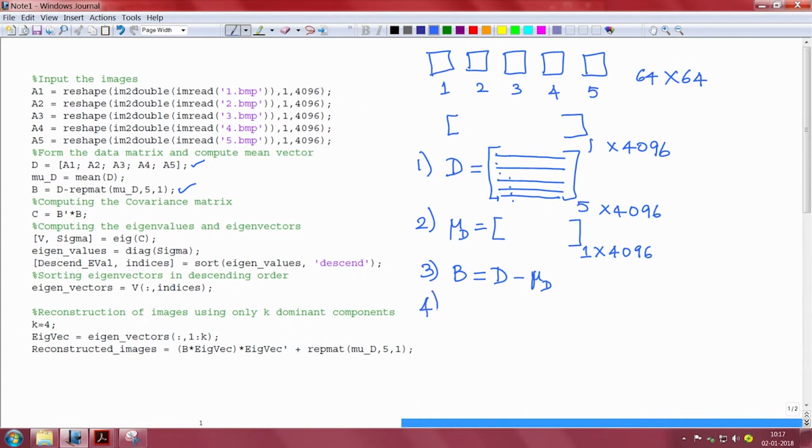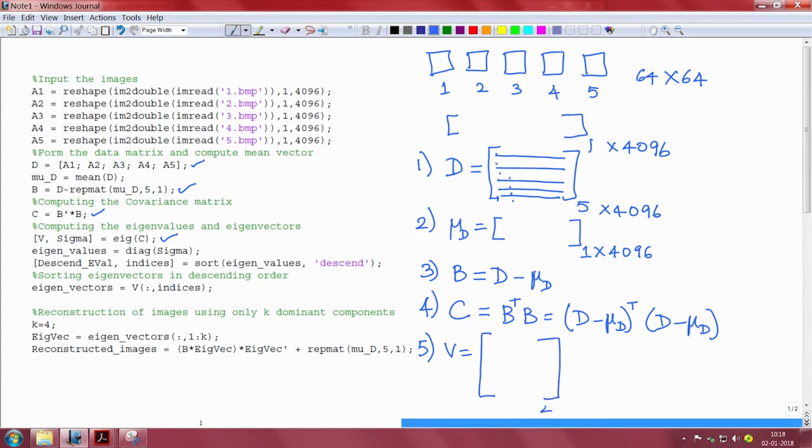The next step is to compute the covariance matrix C, which is given by B transpose B, that is actually nothing but (D minus mu D) transpose (D minus mu D). So, we compute the covariance matrix in this step. Once the covariance matrix is computed, we use the eigenvalue decomposition to extract the eigenvalues and eigenvectors of the covariance matrix. So, here we obtain V, which is a square matrix of size 4096 by 4096, where each column corresponds to one eigenvector of the matrix C. Similarly, we get sigma matrix, which is a diagonal matrix, where we have the eigenvalues along the diagonal elements.